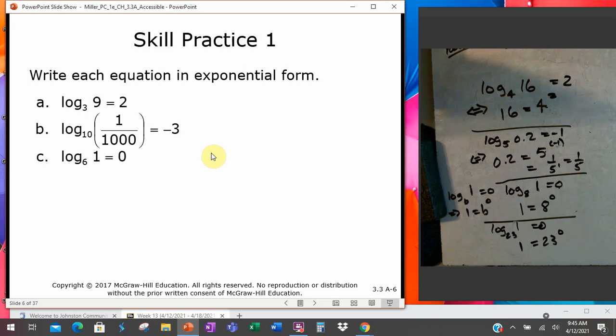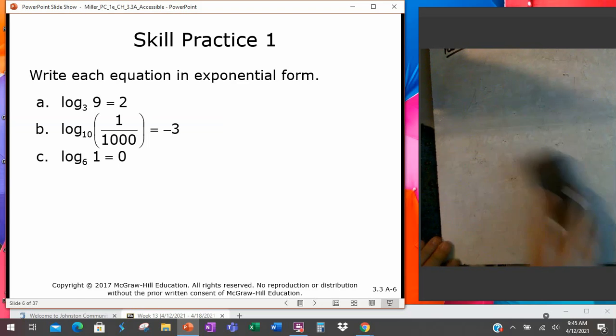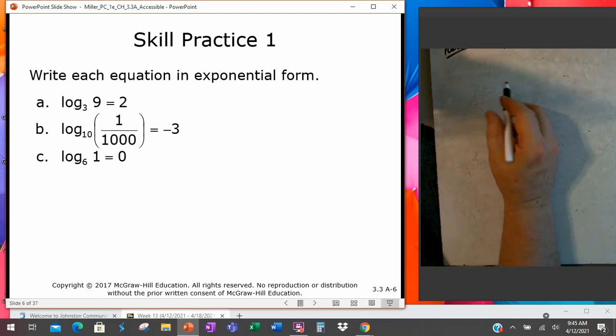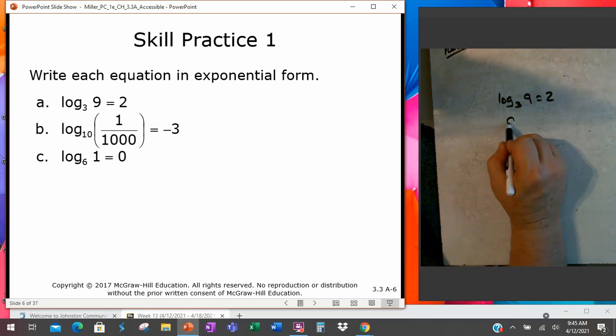All right, so here's a couple more. Some of these things we can just observe and say, well, that's a power. We can know how to do this. Let me do this again. Write each equation in exponential form. This is the log form, and it says convert this over to the exponential form. Again, the easiest way I see this is by saying, I want to represent this number as a power of 3. What is that power? 2.